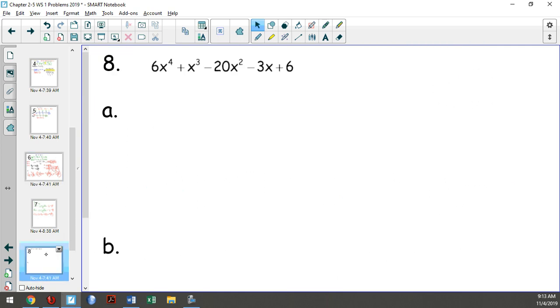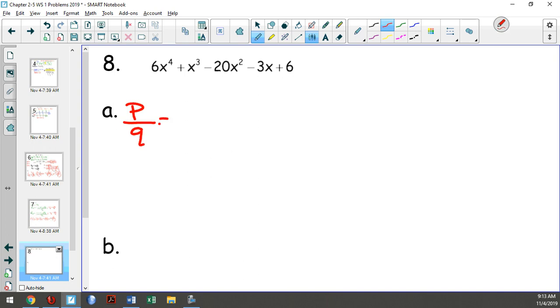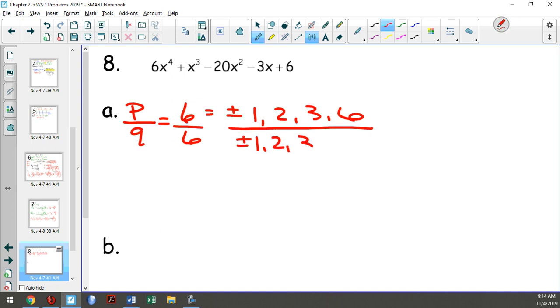Now, the next one we're going to do is number 8. So are we ready? What do I do first? P and Q values. So P is going to be what? It's going to be 6. So what are all my factors of 6? Plus or minus 1, 2, 3, and 6. Correct. What's my P over Q? My Q is 6. So again, I have all the exact same values.